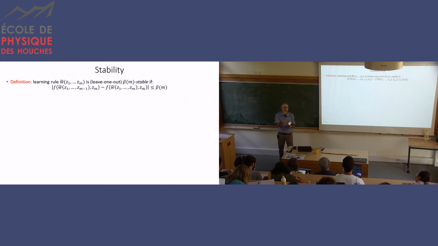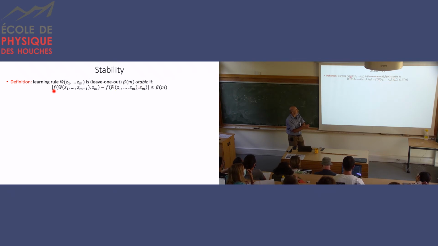You'd hope that maybe changing the sample just by 1 point doesn't change the answer by much. But what we can see from here is this definition almost directly tells us that a learning rule that's stable is also going to generalize well. Because over here, we're looking at how well the learning rule does on the sample itself. So if we average this over points in the sample, we get the training error essentially.